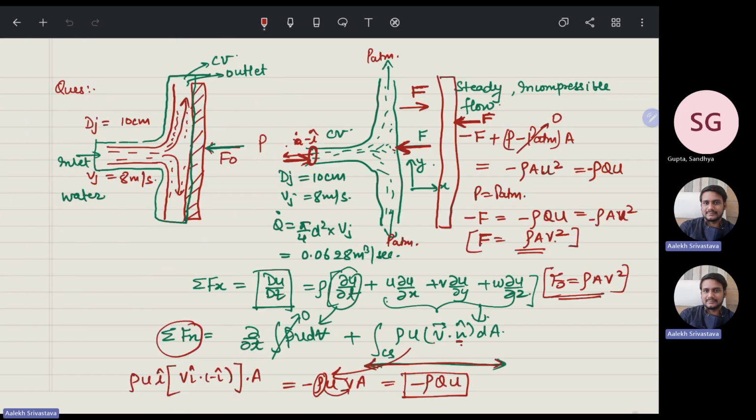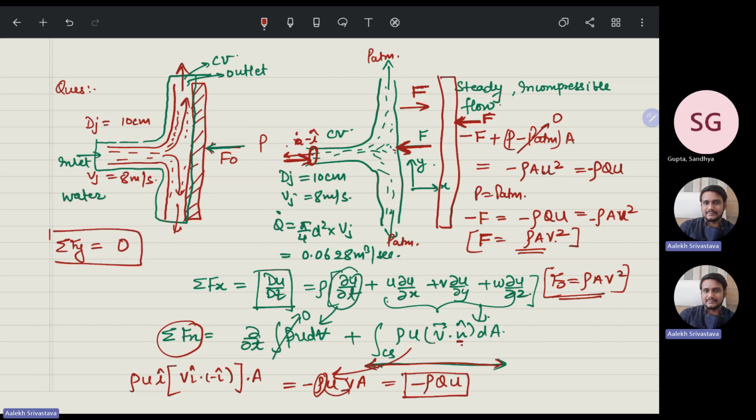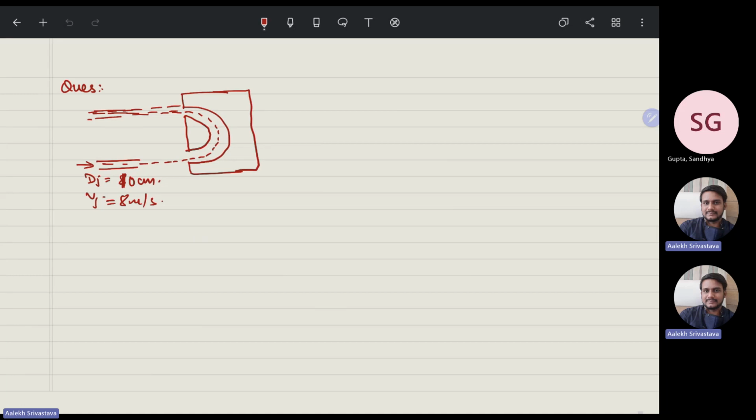Now, there's a slight change in the question. Here, if you take the sigma of the Fy component, the exits from both sides are equal, and since the exits from both sides are equal, the sigma of Fy is equal to 0. Therefore, we are not bothering about the y exit, or the outlet, of this jet. Now what we will do is, we have this system.